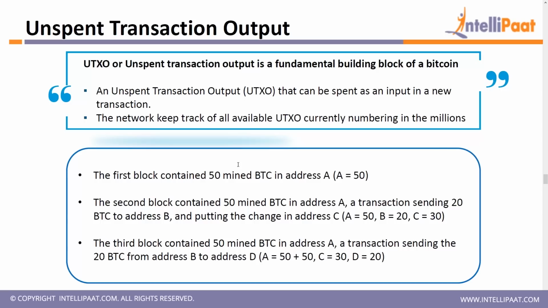So it becomes: A has 50, B got 20 Bitcoins, and C becomes 30, a reduction of 20 Bitcoins. The third block contained 50 mined Bitcoin in address A. A transaction sending the 20 Bitcoin from address B to D is used now. So your A got 50 plus 50 Bitcoins, C was 30 again, and D got 20 Bitcoin transferred from B. So these are the values in this third block.